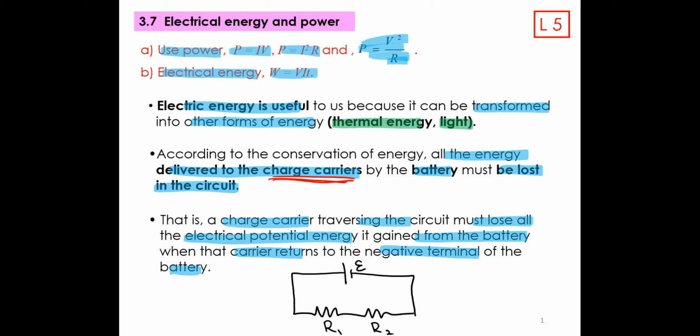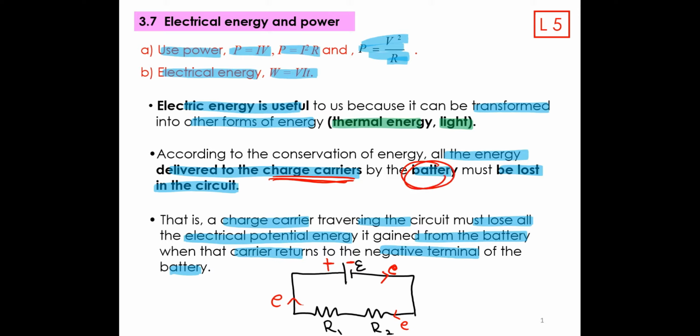As we know, the battery or any power supply has two terminals, positive and negative, and of course your electrons flow from the negative terminal to the positive terminal. So your electrons flow from the negative terminal of the battery. It means your electrons gain the energy from the battery.